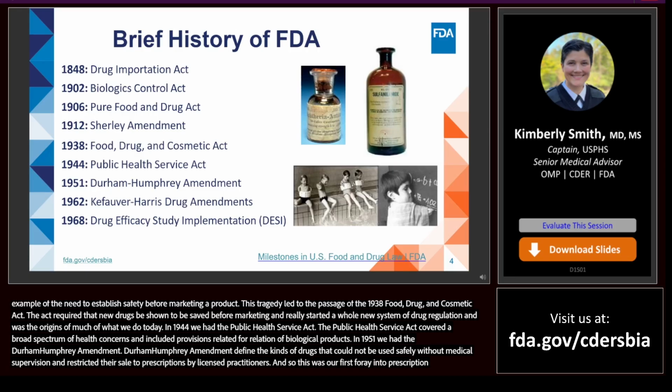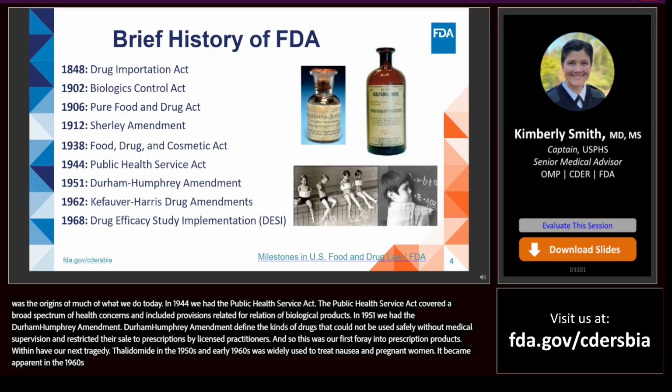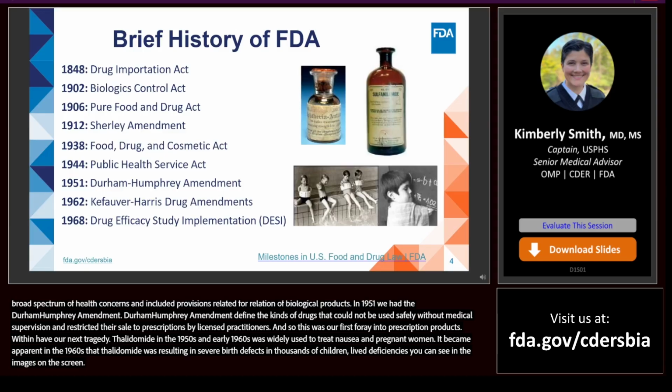Thalidomide in the 1950s and early 1960s was widely used to treat nausea in pregnant women. It became apparent in the 1960s that thalidomide was resulting in severe birth defects in thousands of children, limb deficiencies that you can see in the images on the screen. This was primarily occurring in Western Europe, and fortunately, the product had never been approved in the United States.